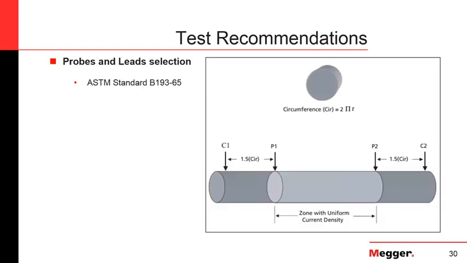There are even more rigorous tests in which we have to separate the leads, the potential leads, away from the current leads. And according to ASTM B193-65, the potential leads should be separated from the current leads at least 1.5 times the circumference of the conductor under test. This is to make the measurements in the conductor zone that we will have the current flow uniformly distributed.